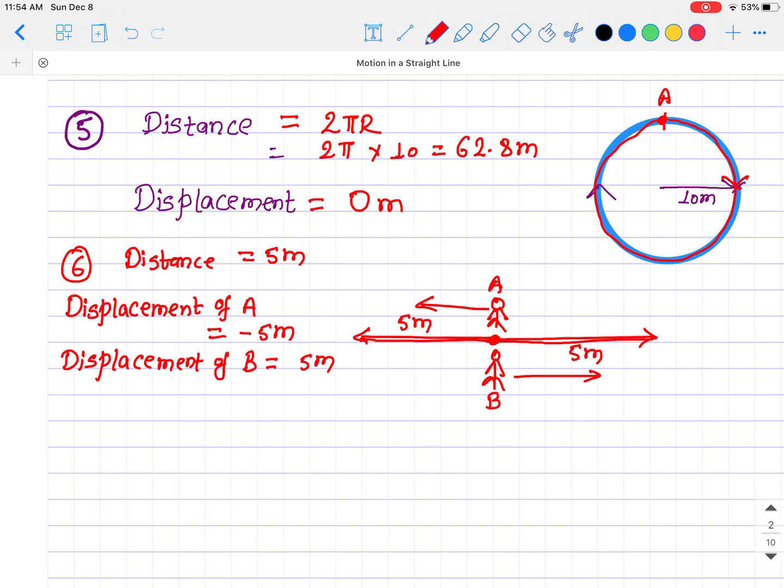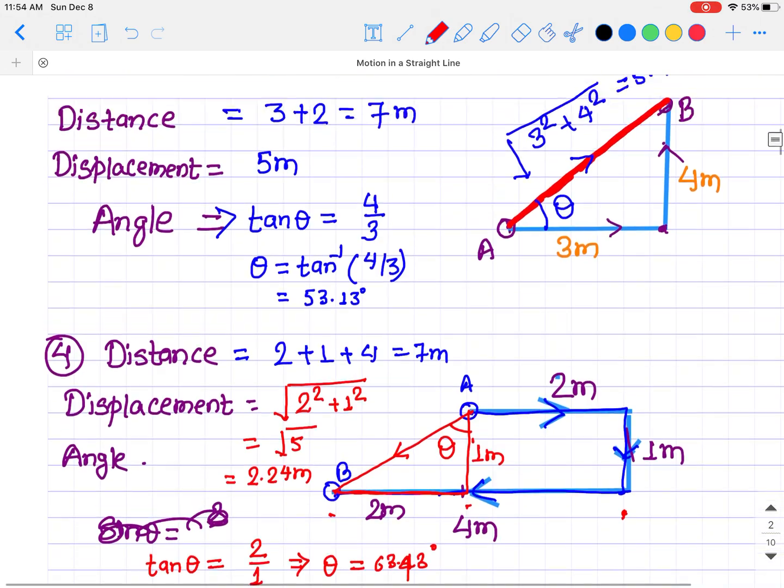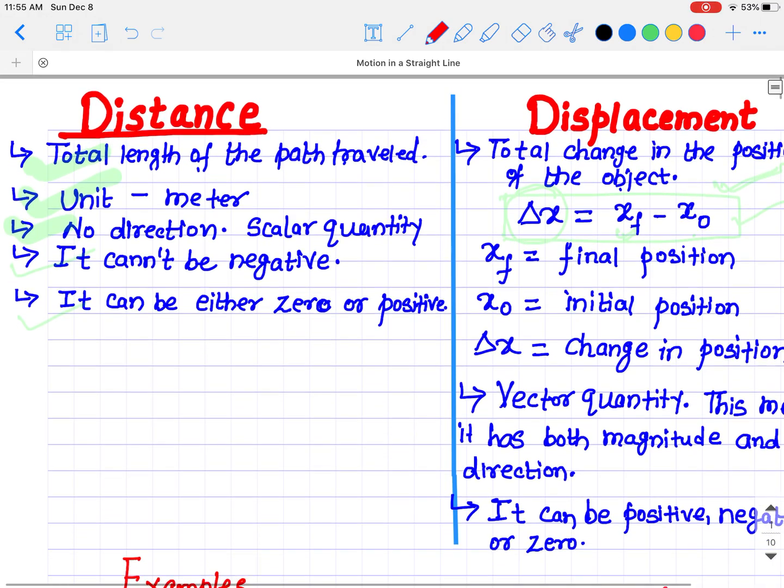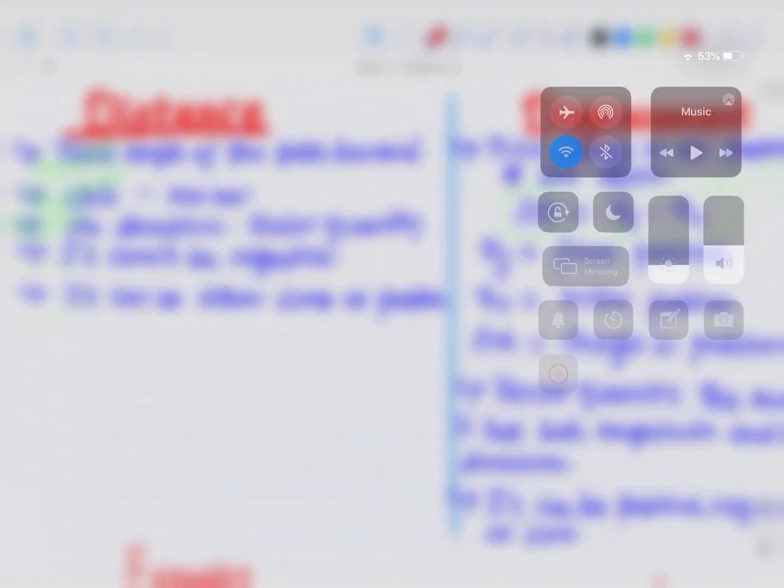The displacement can be positive, it can be negative, or it can be 0. All right, it is a vector quantity. Displacement is a vector quantity, while the distance is a scalar quantity. So I hope all these examples will help you to understand the difference between the distance and the displacement.